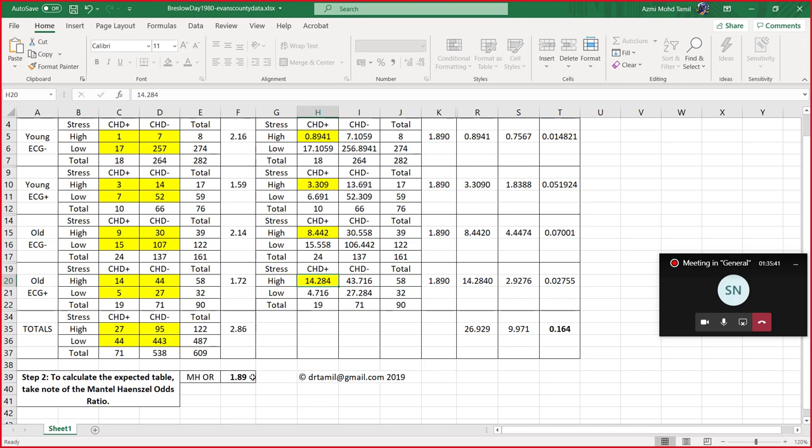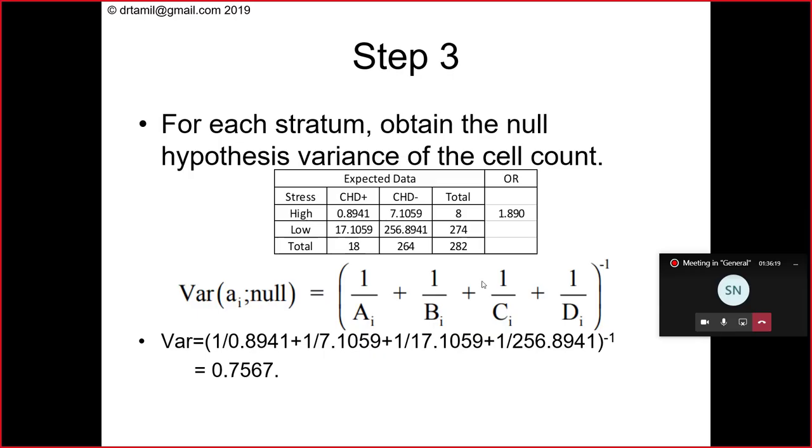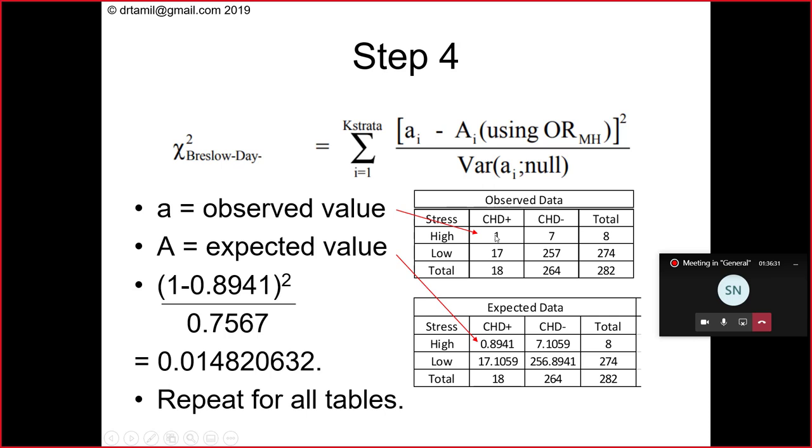So what happens now? You're going to compare the value between this and this, between this and this, between this and this. So now we're going to have the difference between observed and expected value. I already showed you how to get the value, and how to get the variance. Now you see, this is the observed value of 1. This is the expected value of 0.89. So now you have to get the difference, 1 minus 0.89, you square the difference, and you divide by the variance.